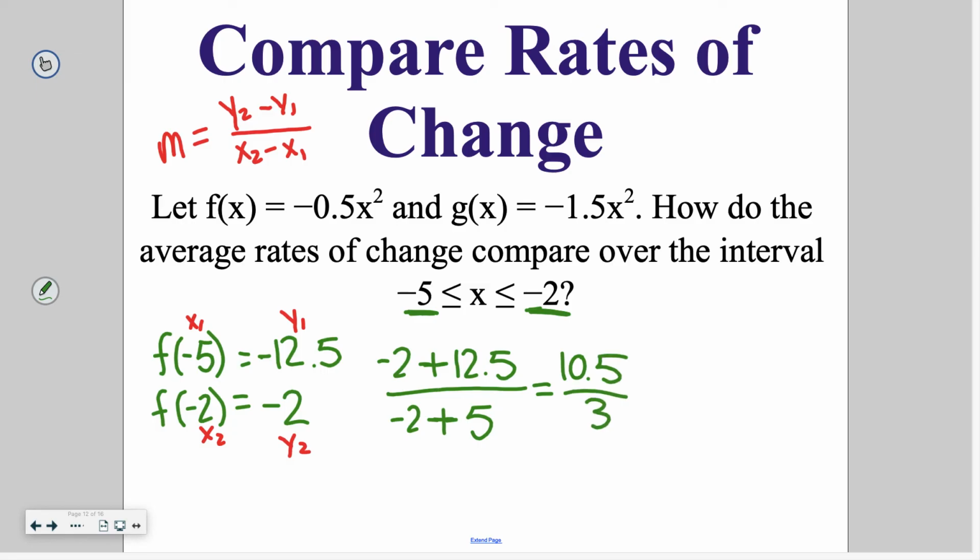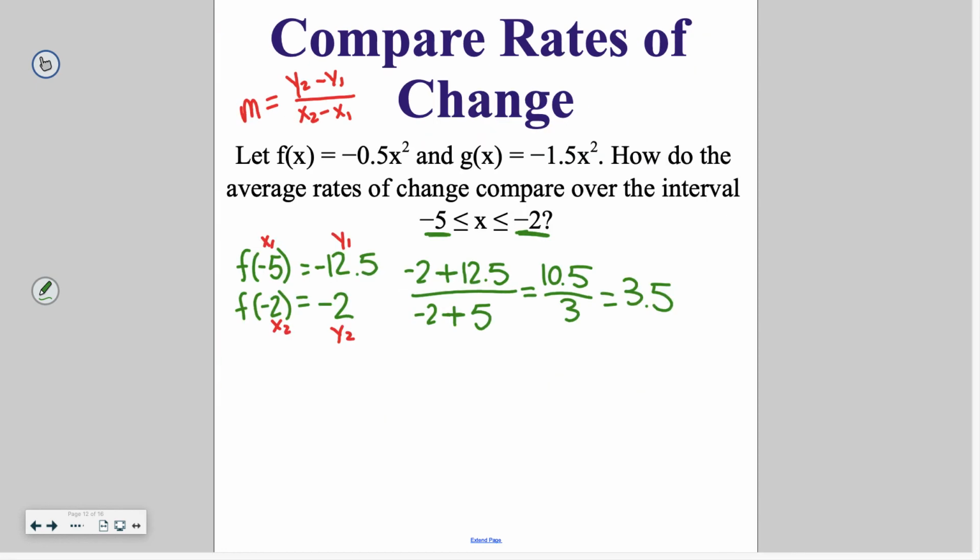And when I do that division, our average rate of change on the first interval is 3.5. So it's increasing by an average of 3.5 over that interval. The next thing we need to do is then find our g of x values. So I'm going to say, okay, g of x, we start again with -5.